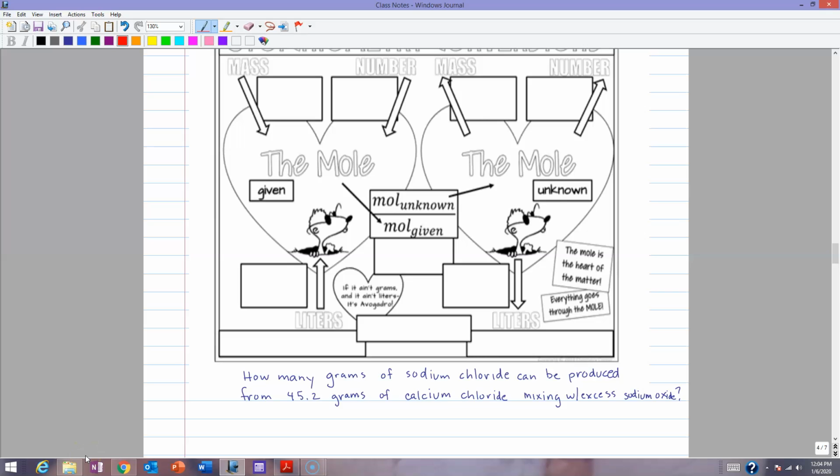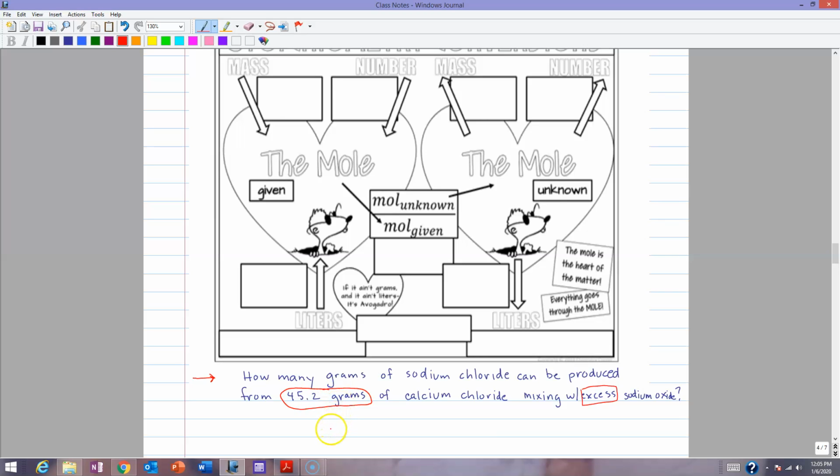So exactly what is a stoichiometry problem and how will we solve it? Right here I have an example of a stoichiometry problem. How many grams of sodium chloride can be produced from 45.2 grams of calcium chloride mixing with an excess of sodium oxide? First thing is that when you say you have an excess, all that means is I have plenty enough sodium oxide to carry out this reaction. And so all of my 45.2 grams of calcium chloride is going to react.